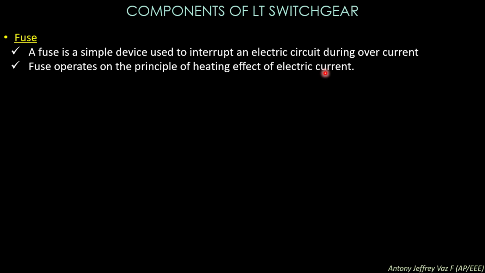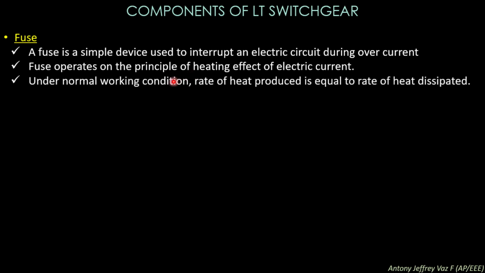We know that every element will possess some resistance. When a current flows through that resistance, heat is generated. So here the fuse is a metal. A metal has resistance, and the current flowing through the resistance present in the fuse causes some heat, and the heat will help us to turn the fuse into a protective device.